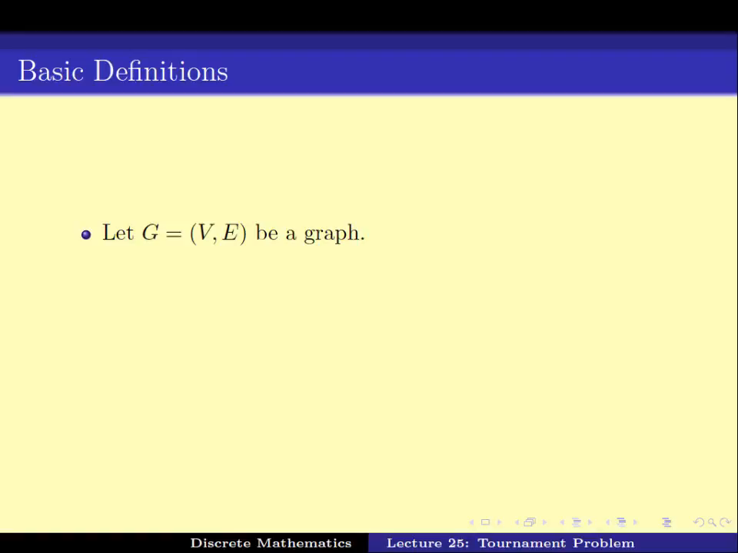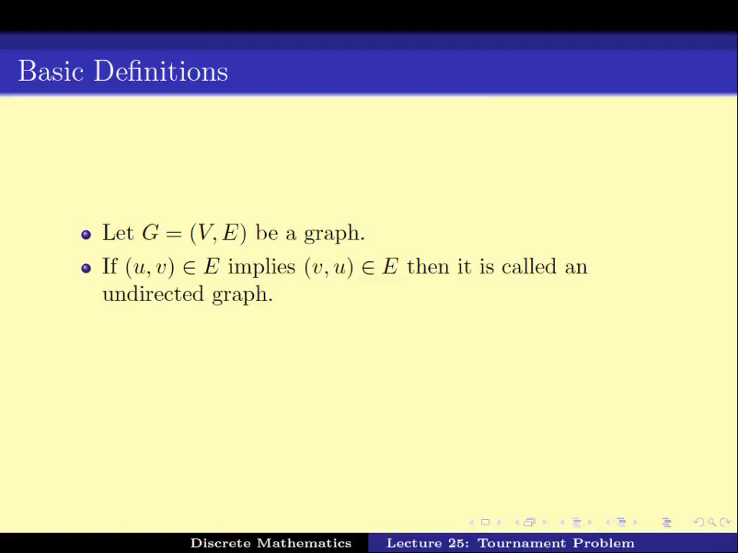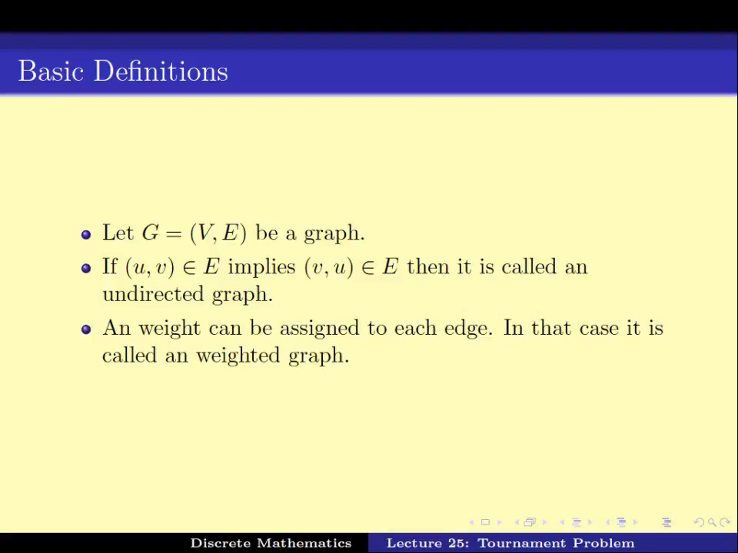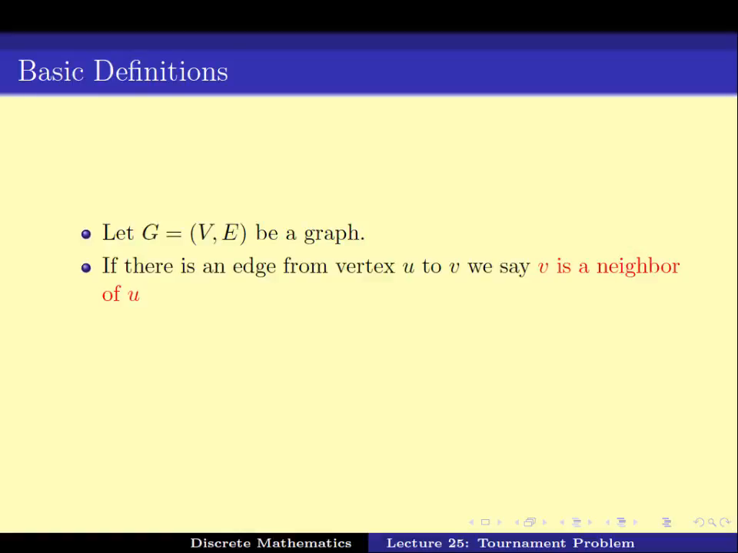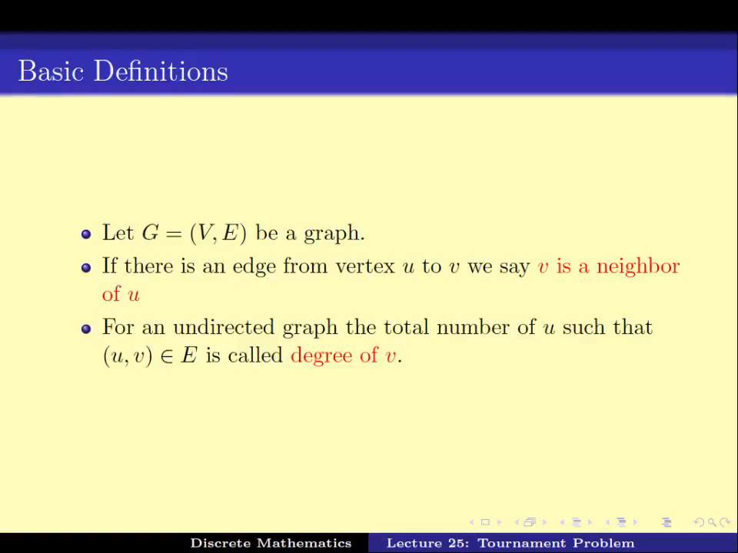Now there are some basic definitions of graphs. First of all, if (U, V) is an edge and that implies that (V, U) is an edge, then the graph is undirected. And we can also have weights on the edges for our need as and when we will need it. Also, if there is an edge from U to V, then we call V a neighbor of U. And in an undirected graph, the number of neighbors that V has is called the degree of V.